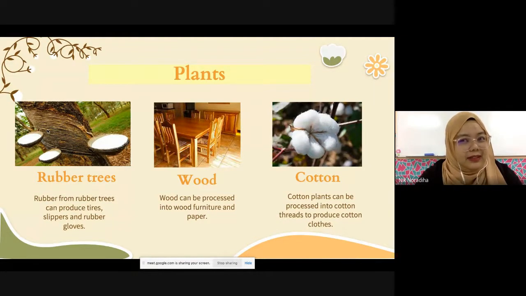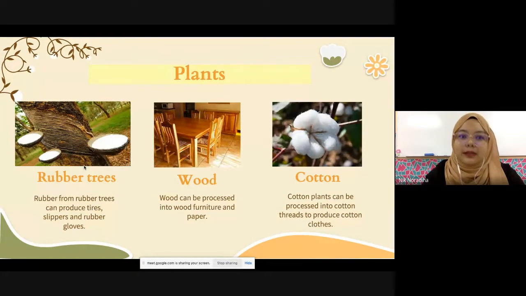Yes, and what? Okay, this one, the rubber tree, will produce rubber like milk, all right? The white one is the rubber. So the white thing here, the rubber, will be processed. Will be processed to produce what? To produce tires, rubber bands, slippers that are made up from rubber, okay?